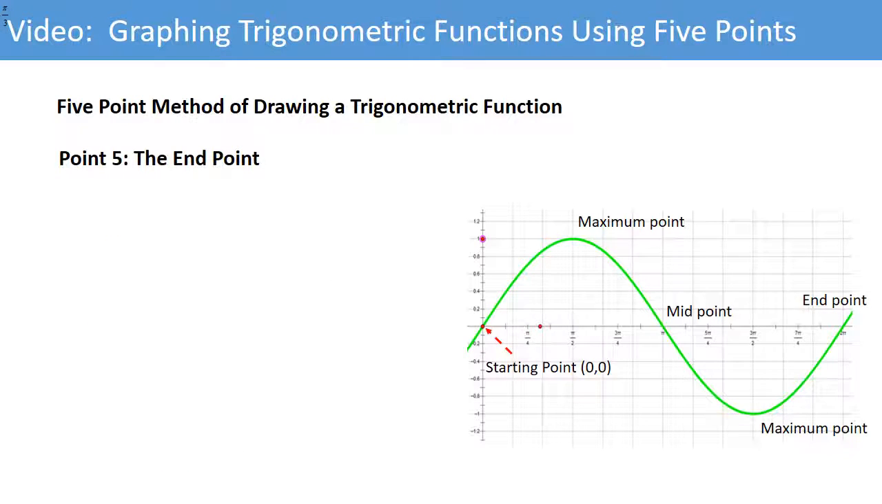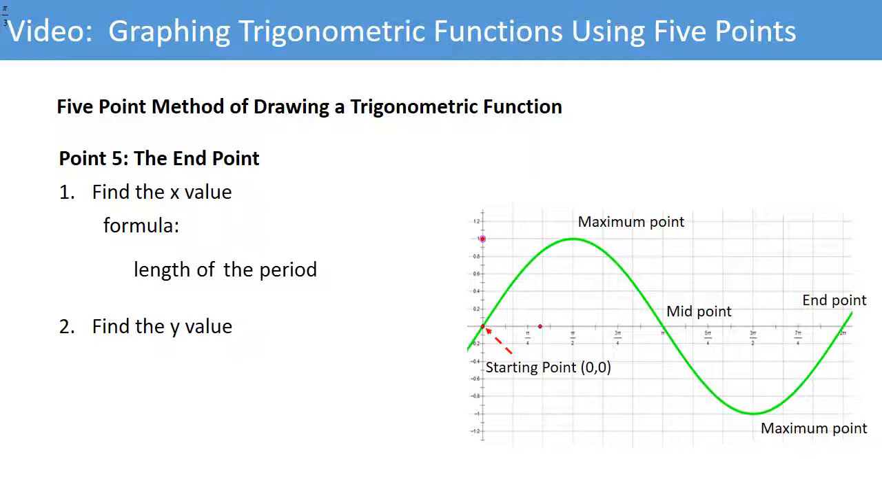The endpoint. Find the x value. Formula, the length of the period, 2 pi. Find the y value. The formula, the c value, 0. So the coordinate would be 2 pi and 0.